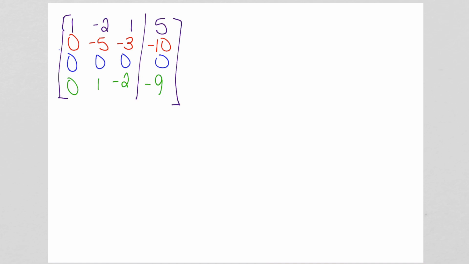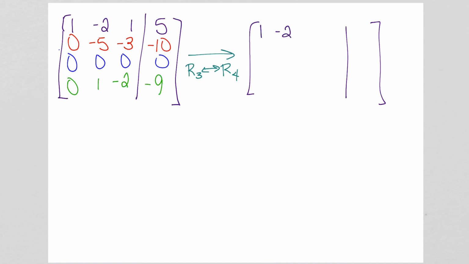So what we want to do next is we want those zeros to be on the bottom. So all we're going to do is switch row 3 and row 4. Row 1 stays the same. Row 2 stays the same. Row 3 becomes 0, 1, negative 2, negative 9. And row 4 becomes 0, 0, 0, 0.